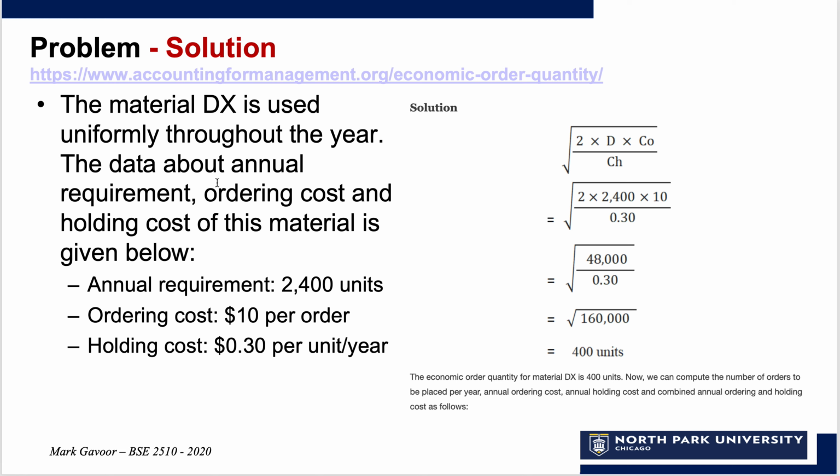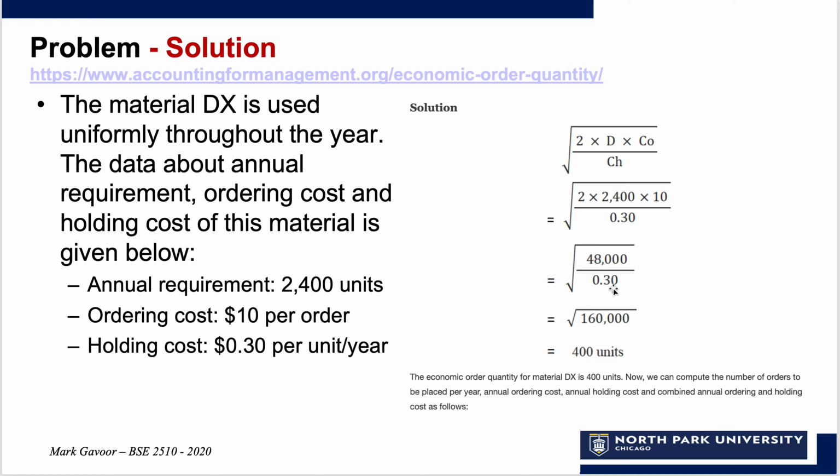Well, how do we solve the problem? And notice, in these kinds of problems, everything comes out nicely. In real life, everything doesn't come out nicely. So the annual requirement is D. D is 2,400, so I want to put 2,400 for D. The ordering cost, C sub 0, is 10. I put 10 in for C sub 0.